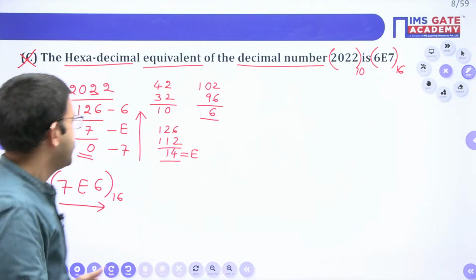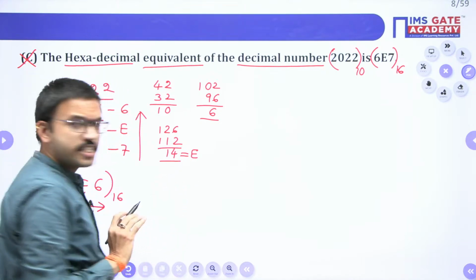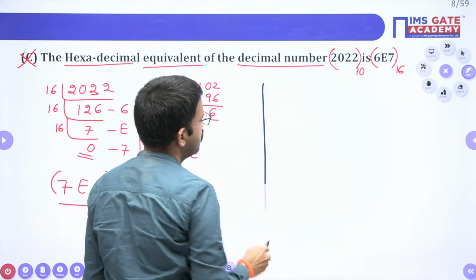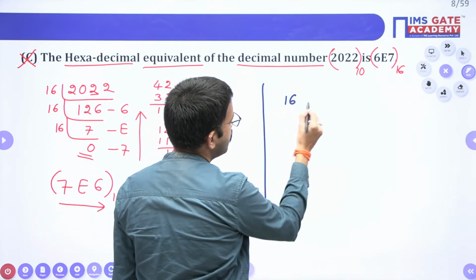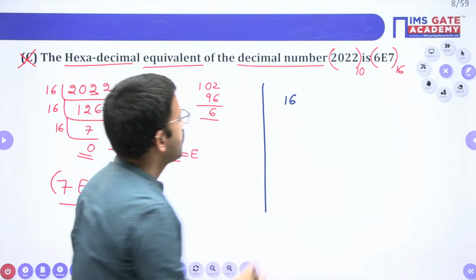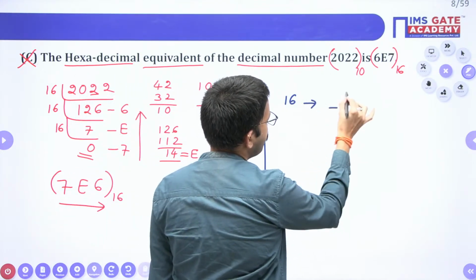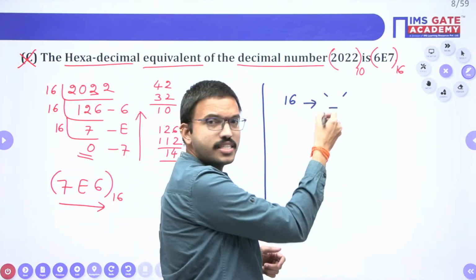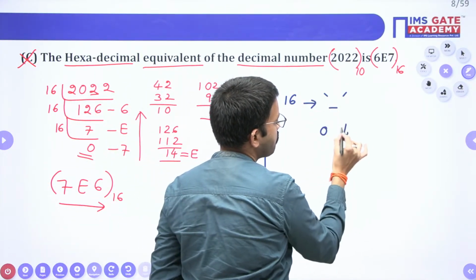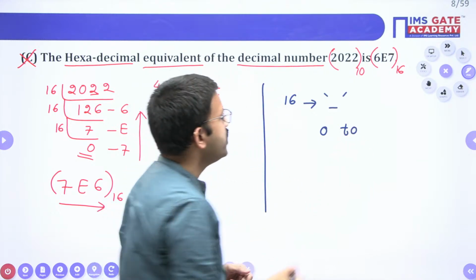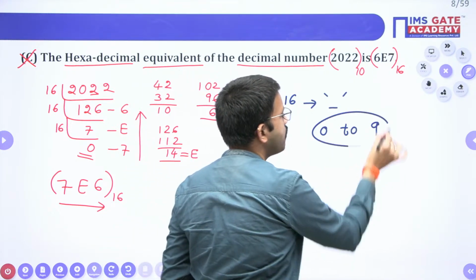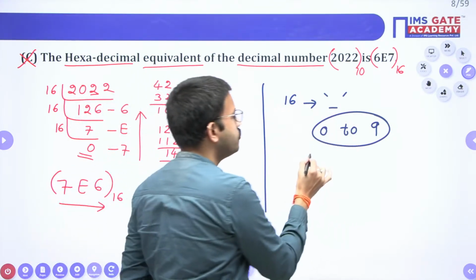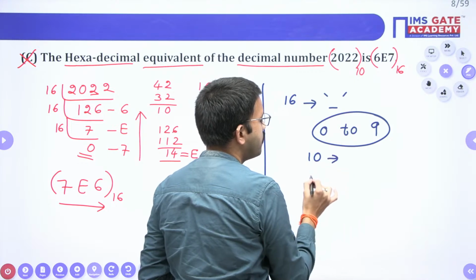Yes, Sandeep. See, in the hexadecimal number system, base is 16. If you are having base 16, for a single digit, the possible values that you can represent in base 16 number system is 0 to 15. But we can represent 0 to 9 only with the help of a single digit. But 10 to 15, we cannot represent with the help of a single digit.